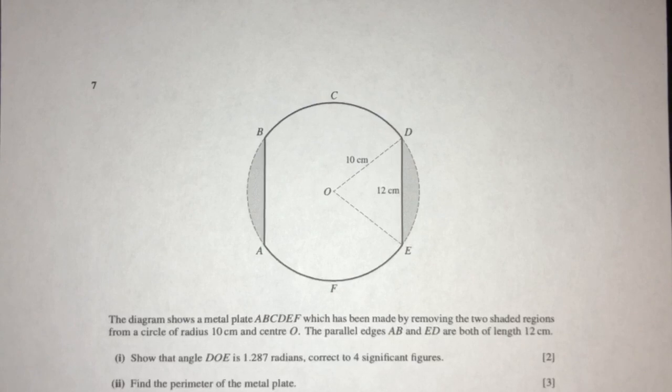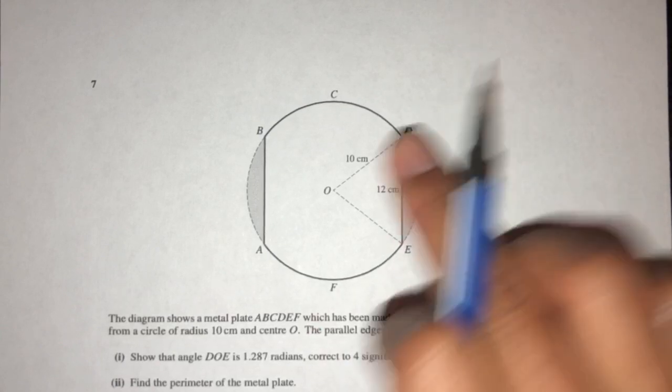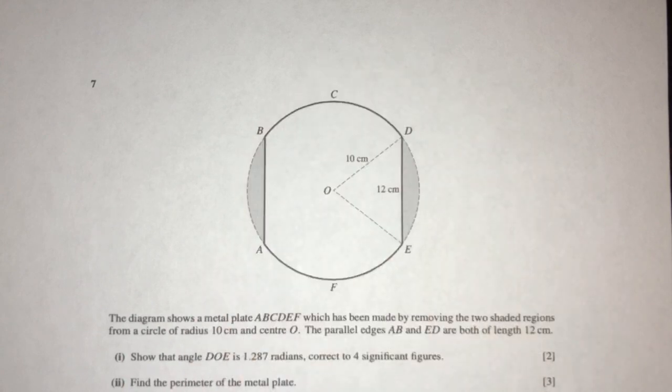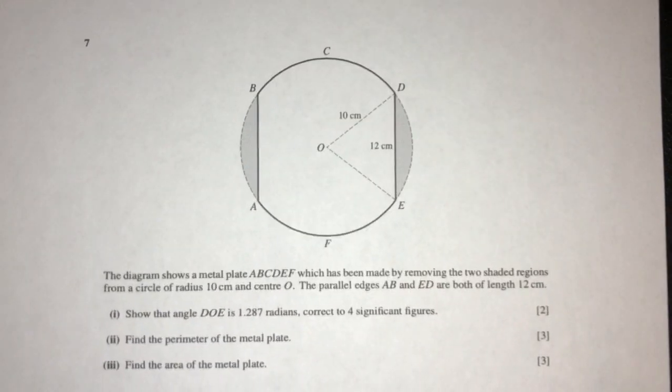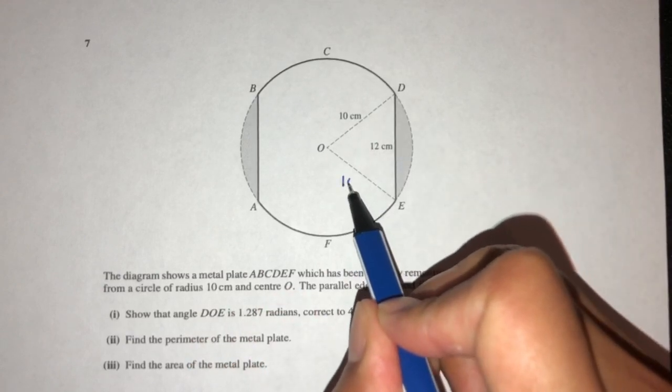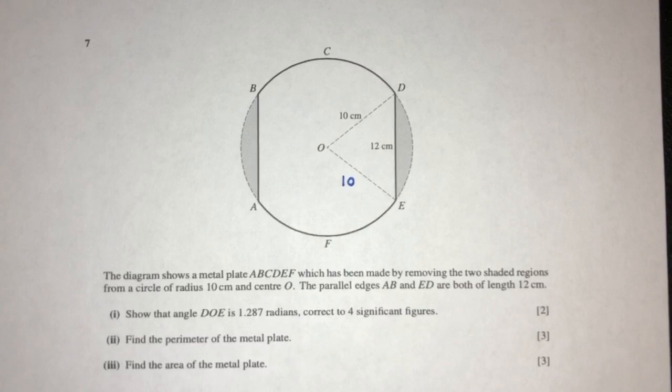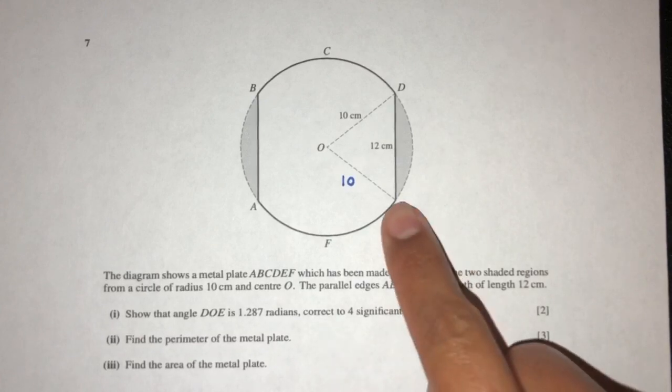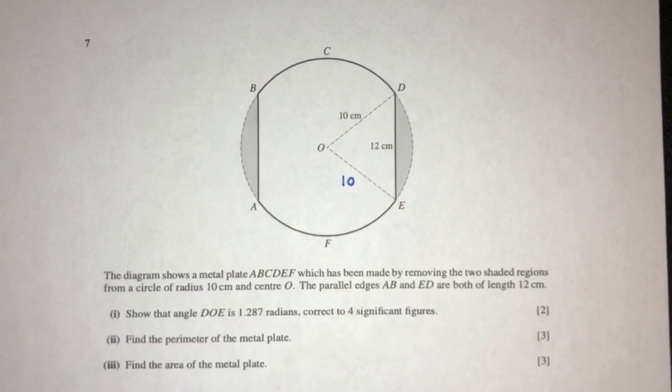The diagram shows a metal plate ABCDE, given to you right here, which has been made from removing the 2 regions here, as you can see, removing these 2, and then we can form that metal plate. Now let's move on. From a circle, radius 10 and center O. Okay, they're given to you. If this is 10, this also will be 10. This is the radius as well. Now the edges AB and ED are both of length 12. So this is 12 and this is also 12. Okay, good to know.